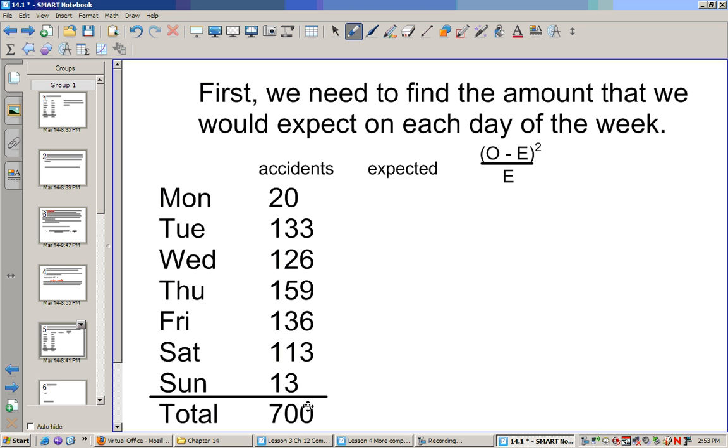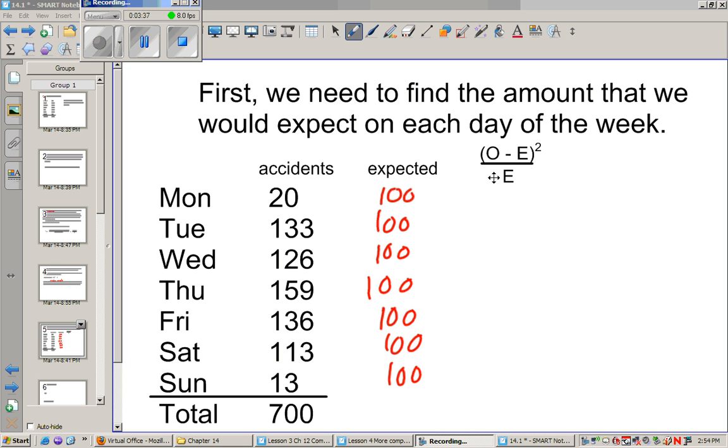If we look at this, we have 700 total accidents, and this is how they were distributed by the day of the week. If these were distributed equally, we would expect each of these to be 100. Now to find our chi-squared, we take our observed, which is 20, minus our expected, square it, and divide it by our expected. So take a second and do this on your calculator.